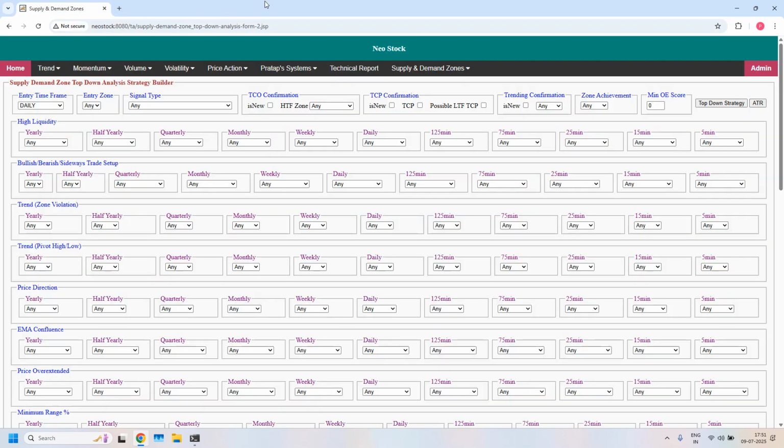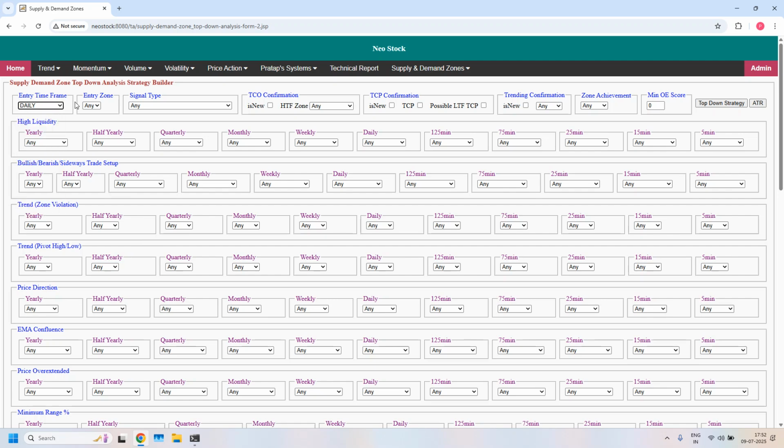Now I am generating different supply demand zone reports with the help of NeoStock Software's supply demand zone top-down analysis strategy builder. First I am going to generate finding the stocks near daily and 75 minutes demand and supply zones, and in those reports let us identify high liquidity zones, and those high liquidity zones will be helpful to you for finding your intraday trades based on the HLQ zone strategy explained in lesson 21.3 videos.